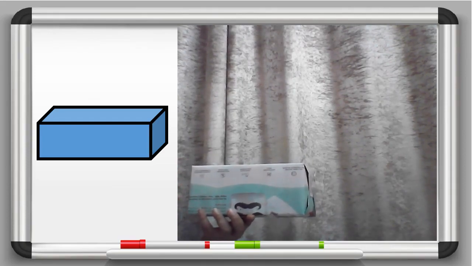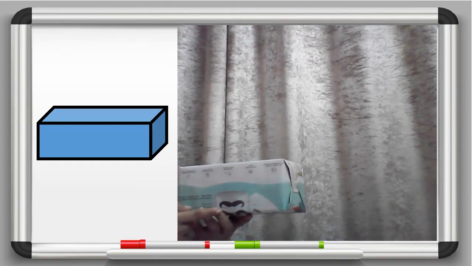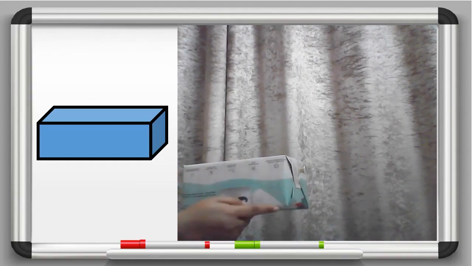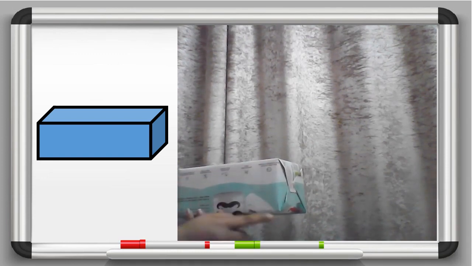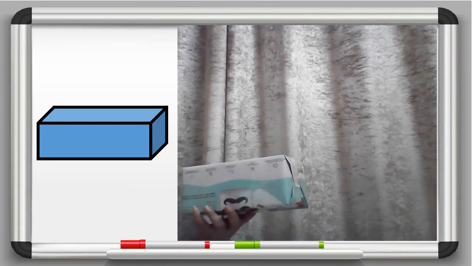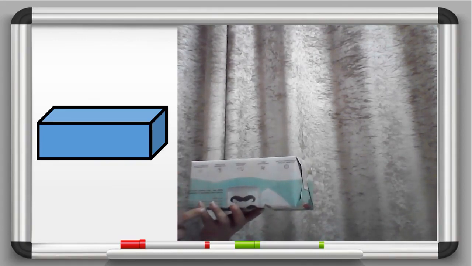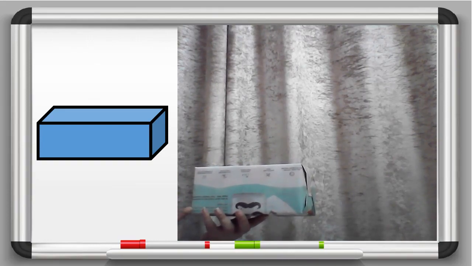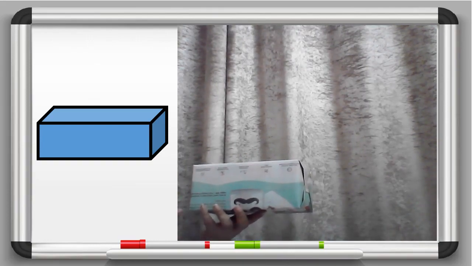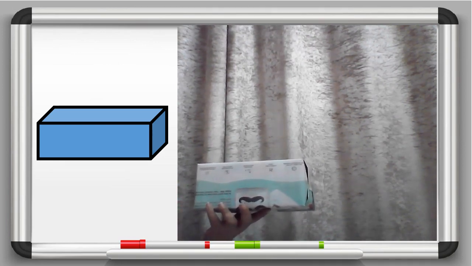Now beta, all edges of a cube are equal. In a cuboid, opposite edges are equal. Opposite, this edge is equal to this edge. Opposite edges are equal and all the faces of a cuboid shape are rectangular in shape. इसकी shape कैसी होती है? जैसी rectangle की shape होती है. Understood beta?